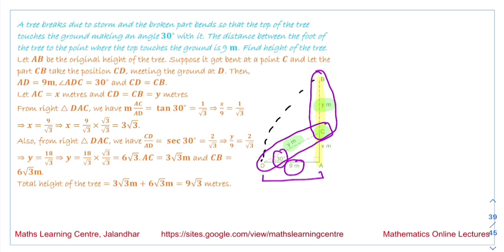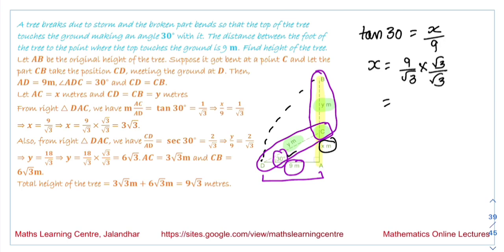So we have this angle is 30 degree. So this value we have, it is x. So we are talking about tan 30, that is equal to x by 9. So the value of x that we get, it is 9 by root 3. We multiply and divide it with root 3, and the answer we obtain, it is 3 root 3.